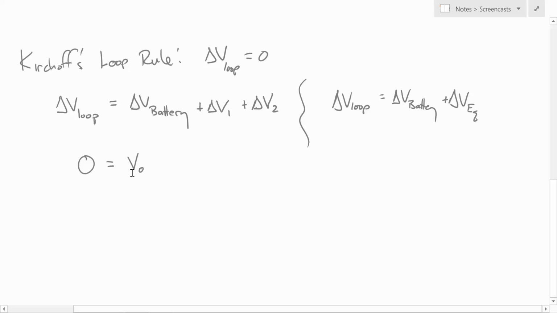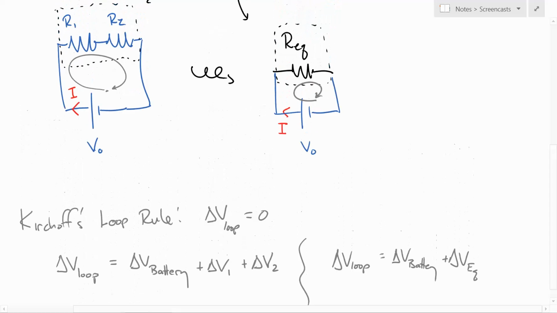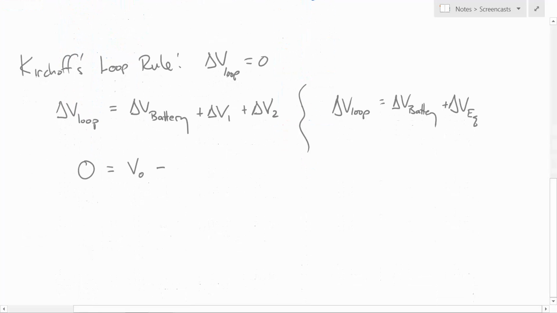The voltage of my battery is going to be V0. The voltage of my first resistor, because I'm going in the direction of current flow, I'm going to subtract IR1. I go through the second resistor, still in the direction of current flow. I subtract IR2. And so I get that V0 is equal to I times R1 plus R2. Alright. I can't do much else, don't have any other numbers, can't make any other cool substitutions. So let's head over here.